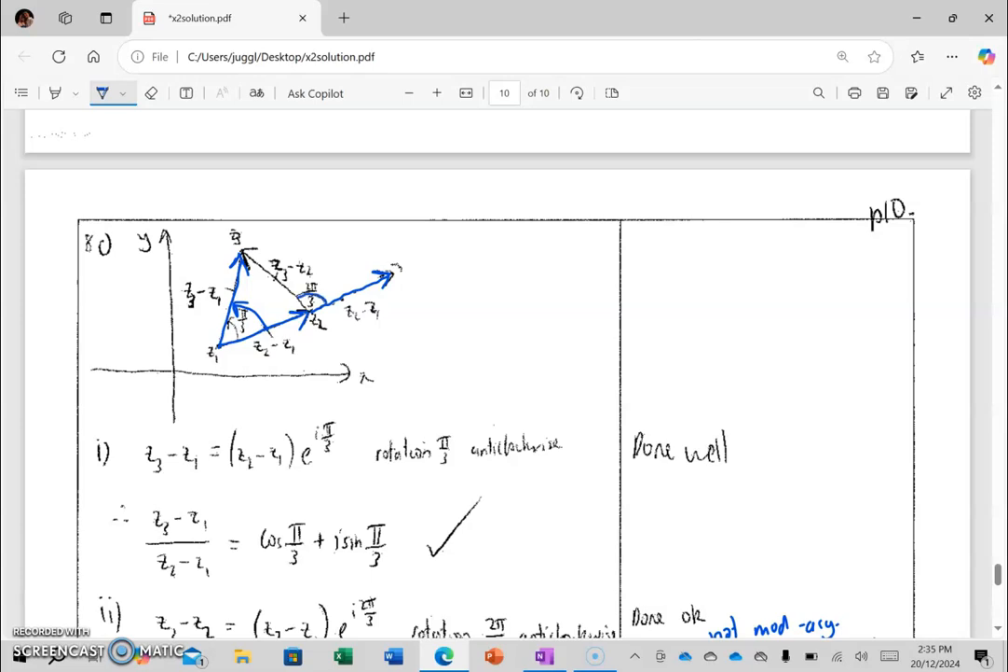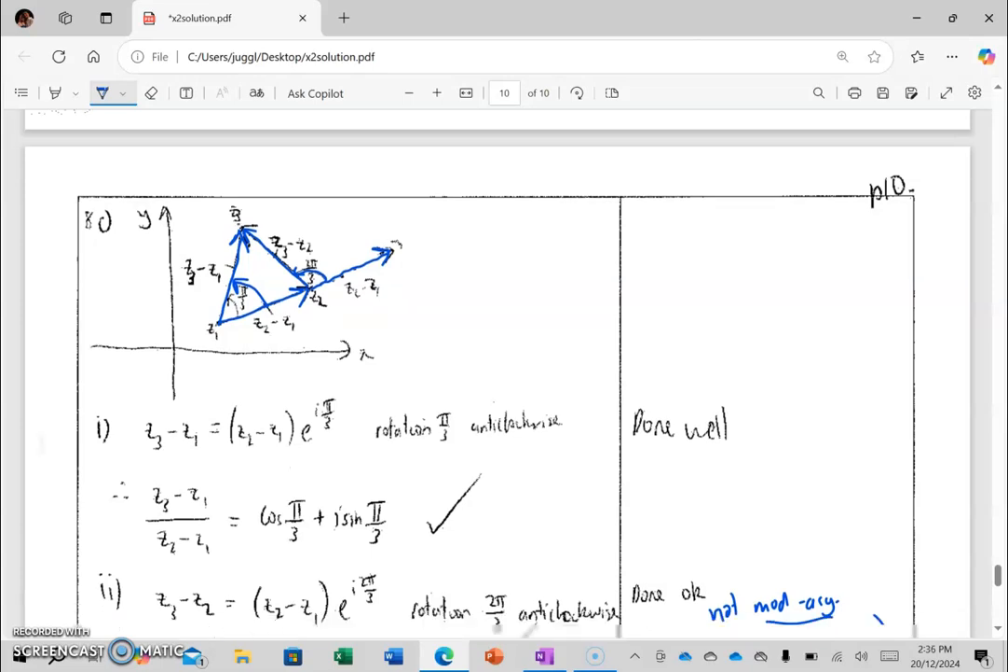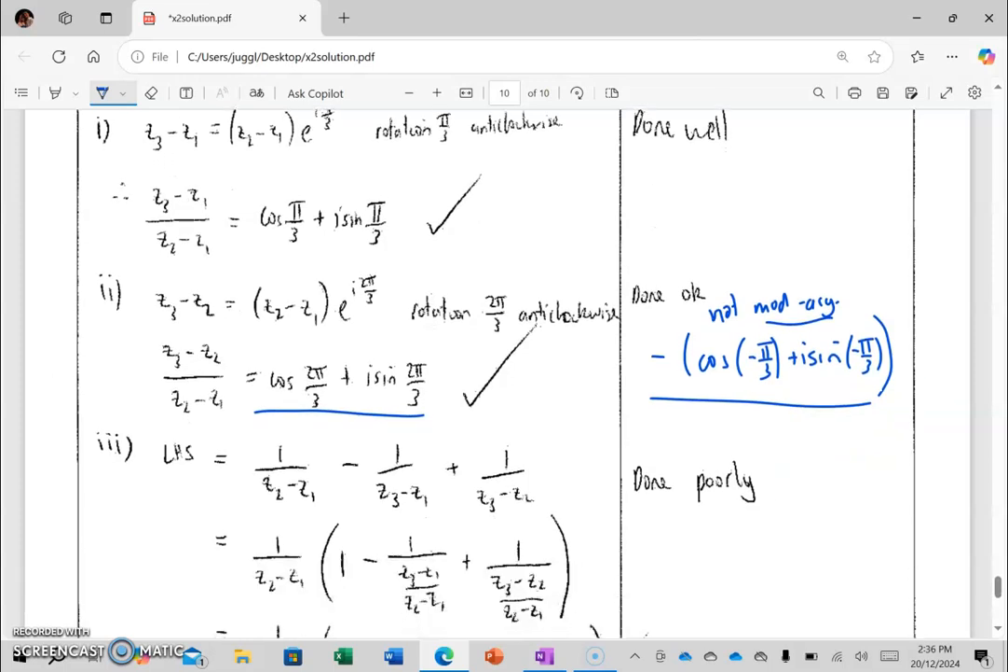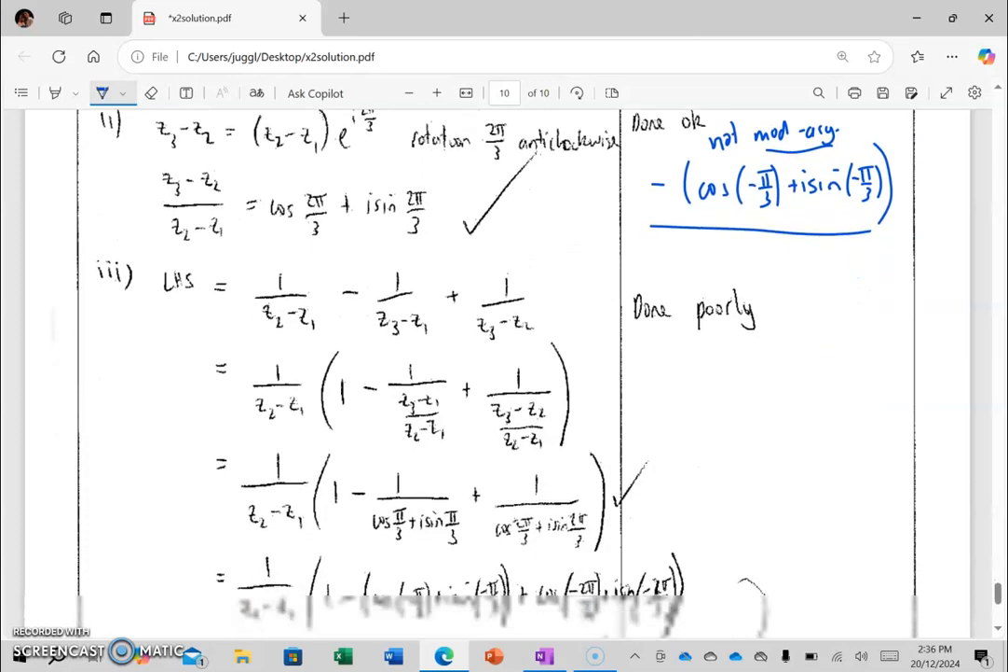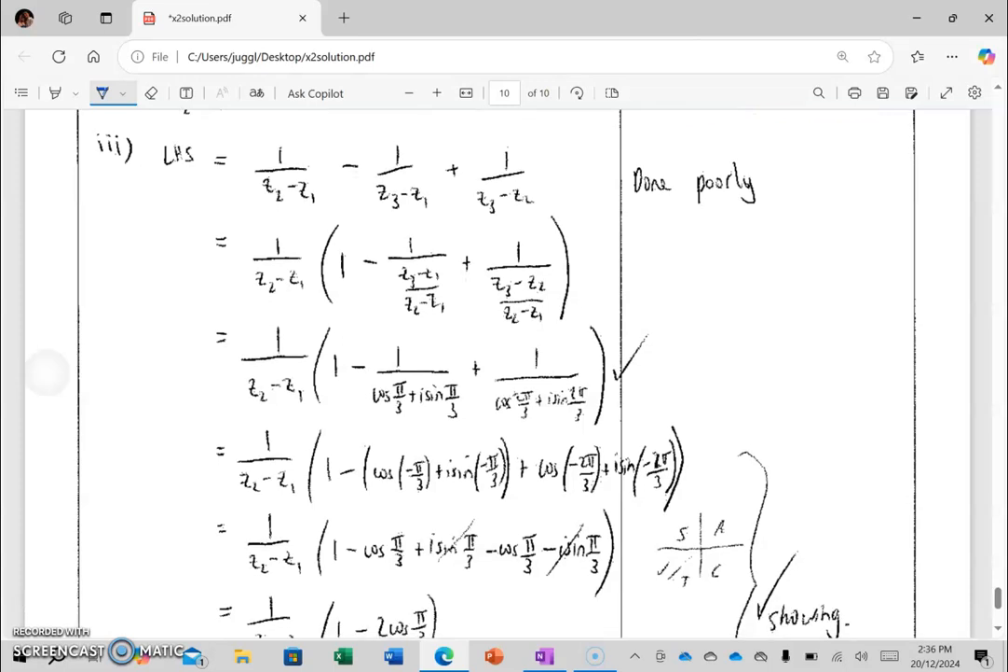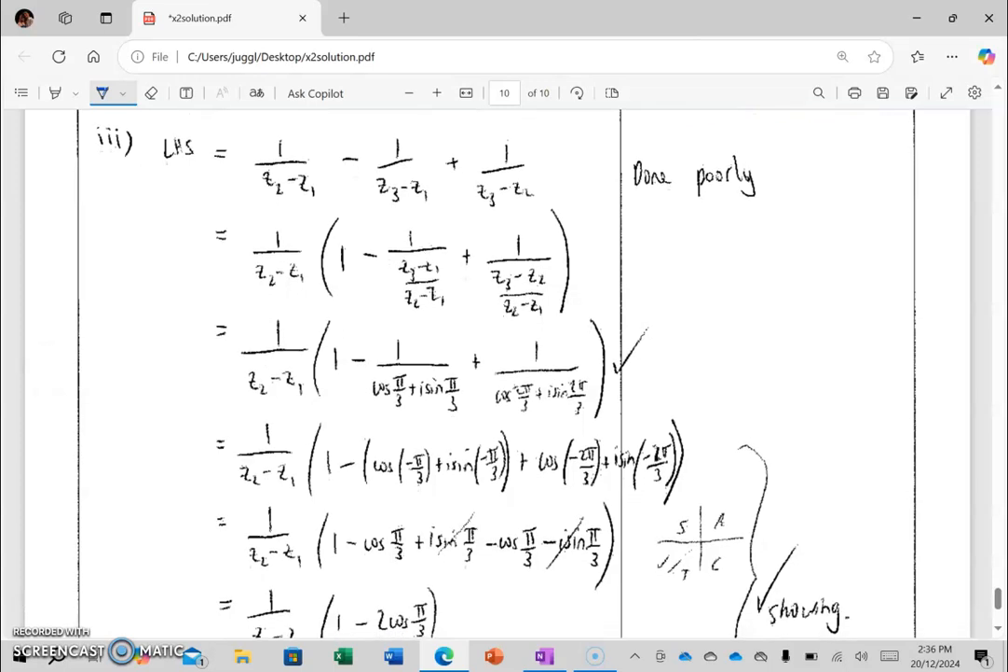You can rotate that by 2 pi on 3 to get to the vector starting from z2 and going to z3, which is z3 minus z2. That's a 2 pi on 3 anti-clockwise rotation. So the answer I was looking for was cos 2 pi on 3 plus i sine 2 pi on 3. But I did mark leniently. If you gave me something equivalent to that, even if it wasn't in mod arg form, I still paid the mark. Third part, this was done pretty poorly.